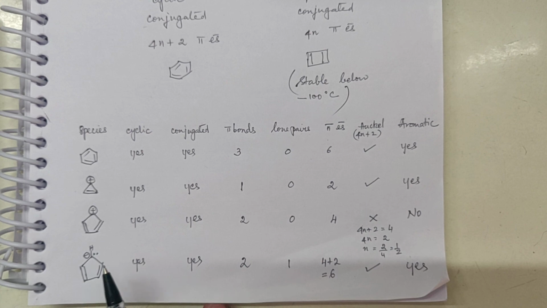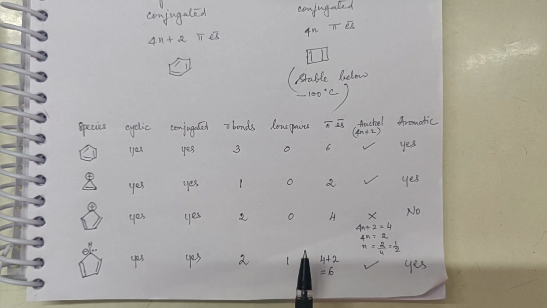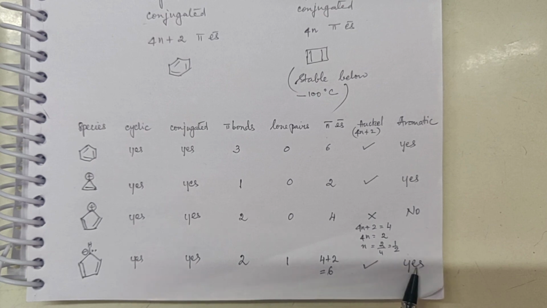Right? Same way, look at the next one. This is S, this is S. Pi bonds are 2 in number. Lone pair, there is one lone pair. Okay. So how many pi electrons? You count the lone pair of electrons also. So 4 plus 2 is equal to 6. Is it following Huckel's rule? Yes. So it is aromatic. Right? So this is how you find out.